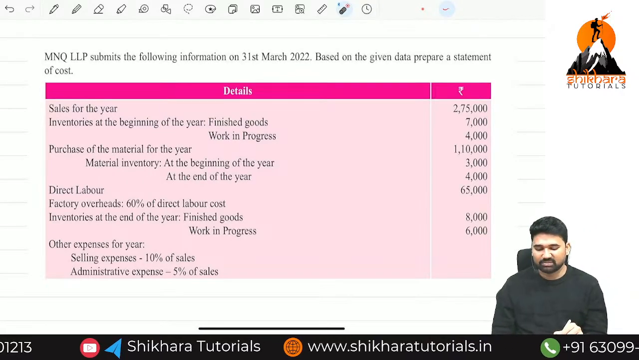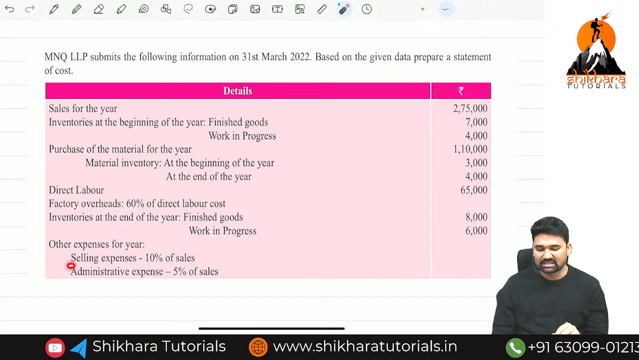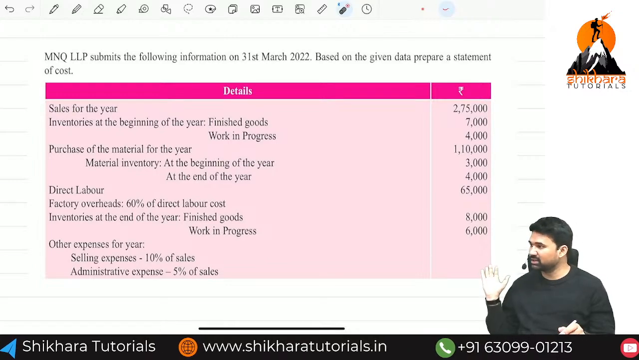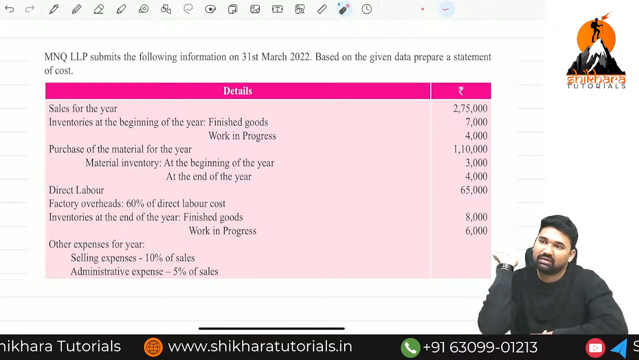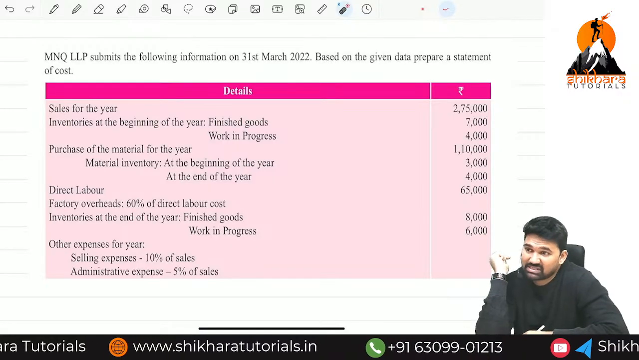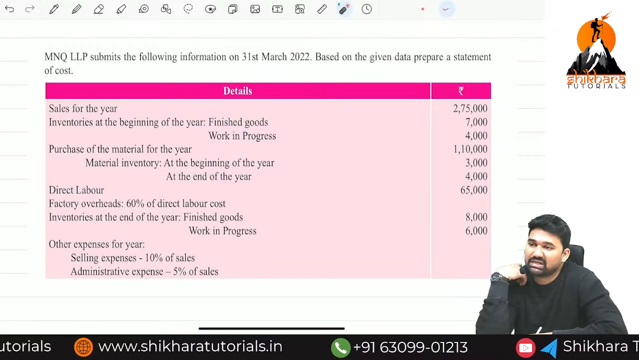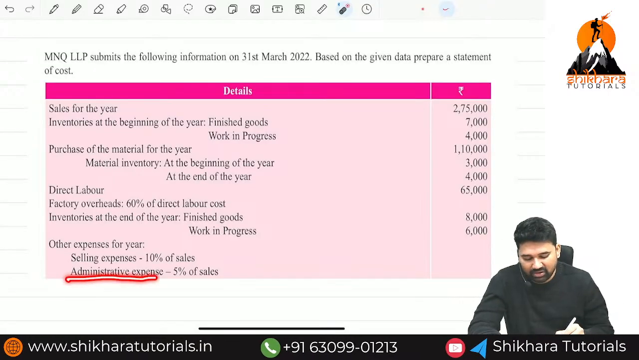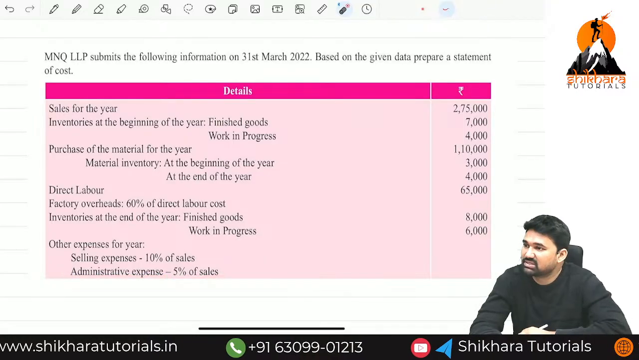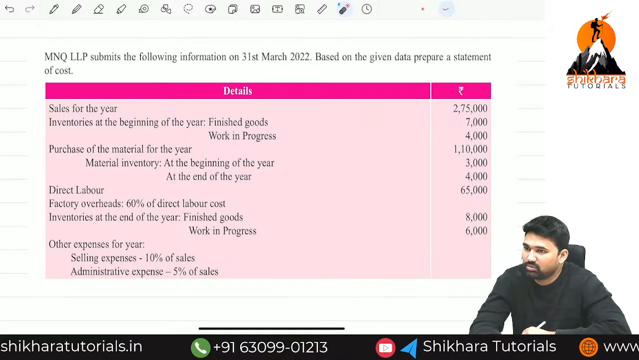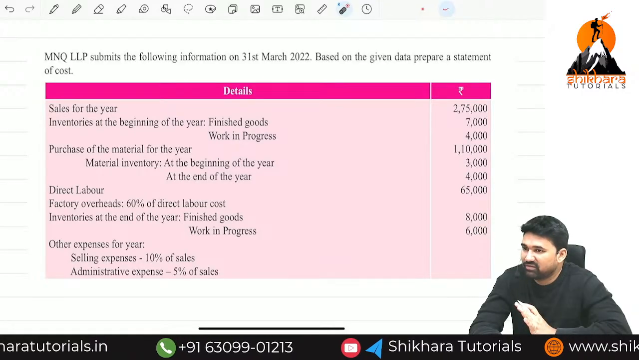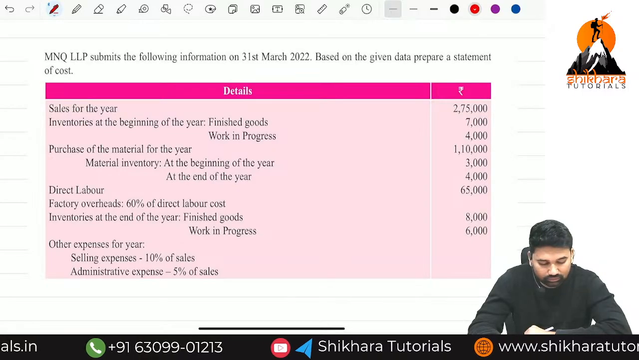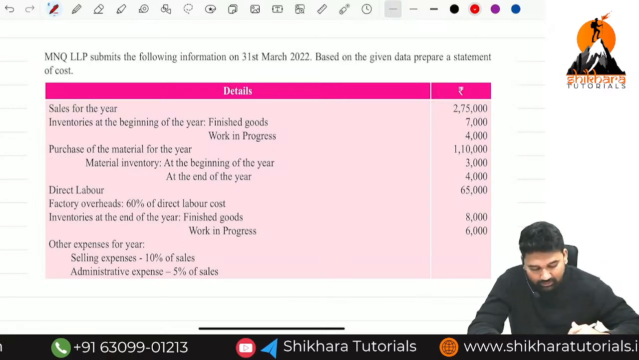Next, other expenses for the year have been given like this. Selling expenses 10% of sales. Where should we write selling expenses? Yes, in S&D overheads, selling and distribution overheads, we write 10% of sales. And administrative expenses go in administrative overheads. We got everything we need to solve the problem. Okay, I'll do one thing.